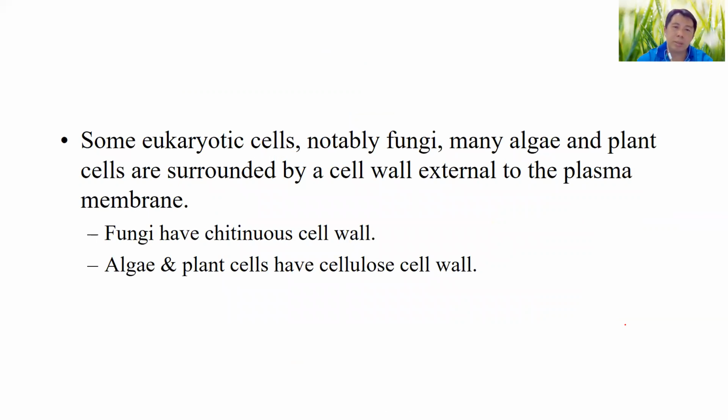Some eukaryotic cells, notably fungi, many algae, and plant cells, are surrounded by a cell wall external to the plasma membrane. For example, in fungus cells, the cell wall is made up of chitin. We call it a chitinous cell wall, whereas the algal cells and the plant cells have a cellulose cell wall.